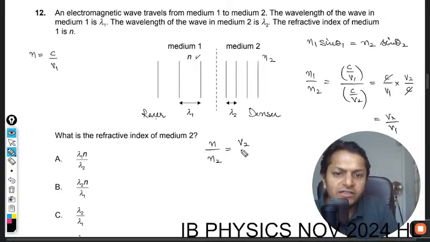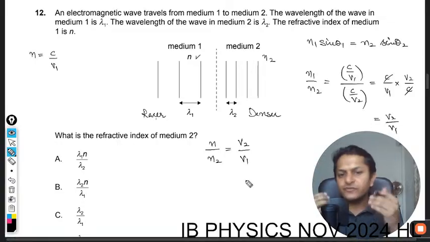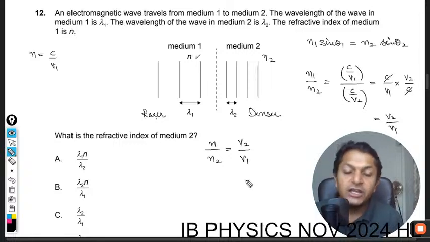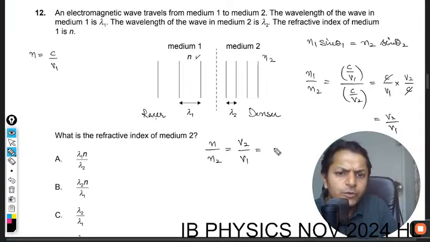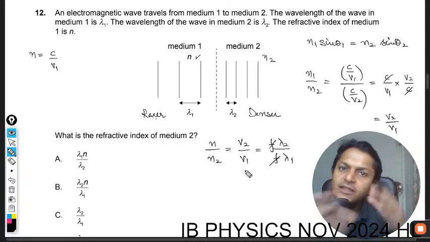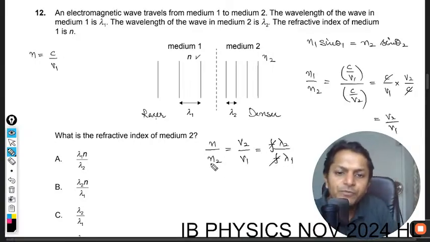Now n1 is known to me, n2 is not known to me, and for v2 we have to know the wavelength. So this is how I have substituted the value of refractive index here. But we do not have the velocities, we have the wavelengths. So we would be using the formula v equals f lambda. The frequency never changes. So f lambda 2 divided by f lambda 1. Frequency and frequency get cancelled out. Again, we have just extended our equation now. Lambda 2 is given, lambda 1 is given, n is given. You want to find n2.